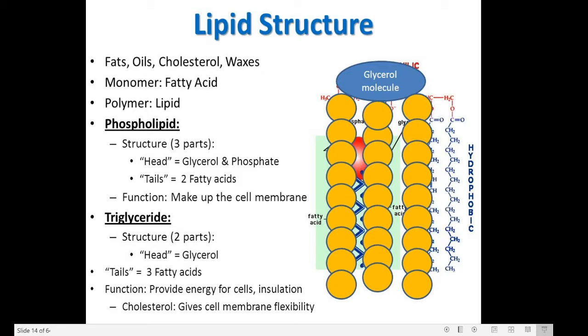Once again I repeat, the phospholipid structure has 3 parts. One part is glycerol, the 2nd part is phosphate, the 3rd part is fatty acid. Triglyceride has 2 parts alone: 1 part is glycerol, 1 part is fatty acid.